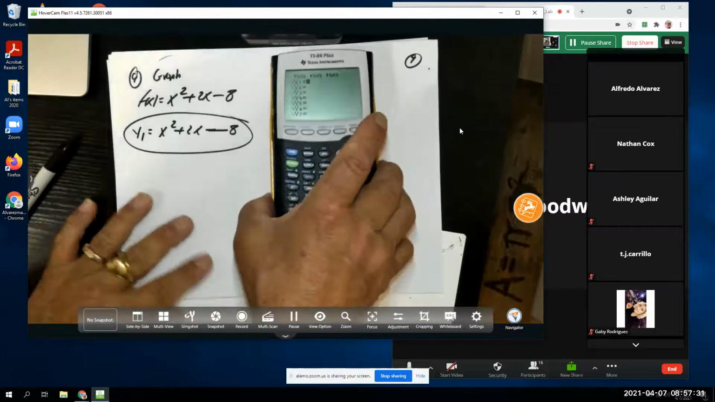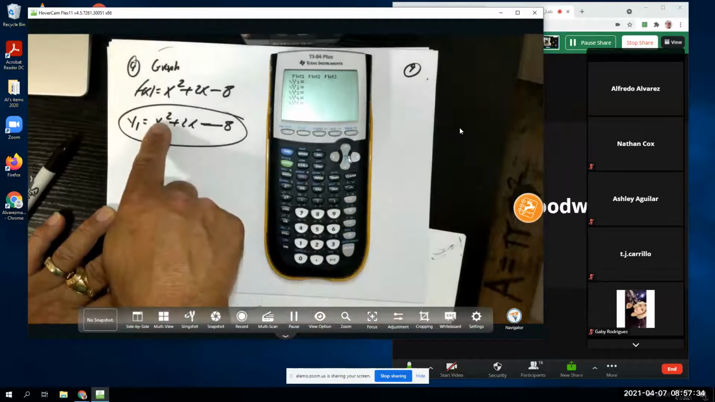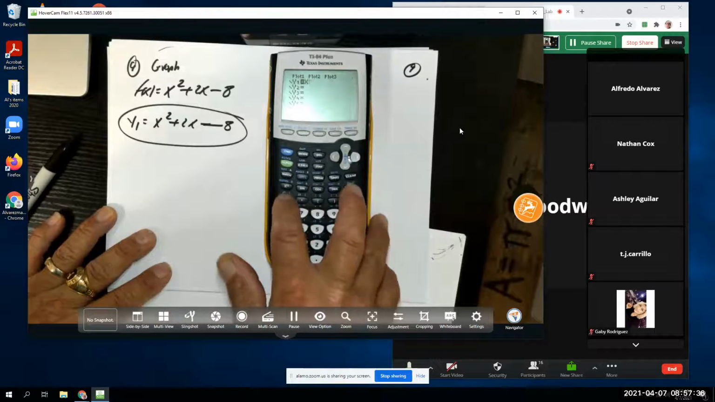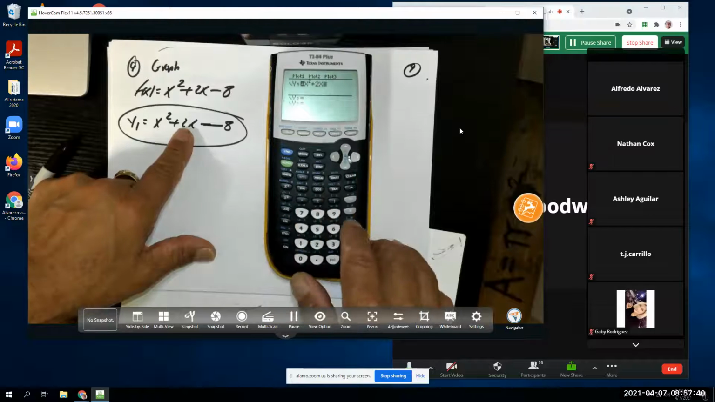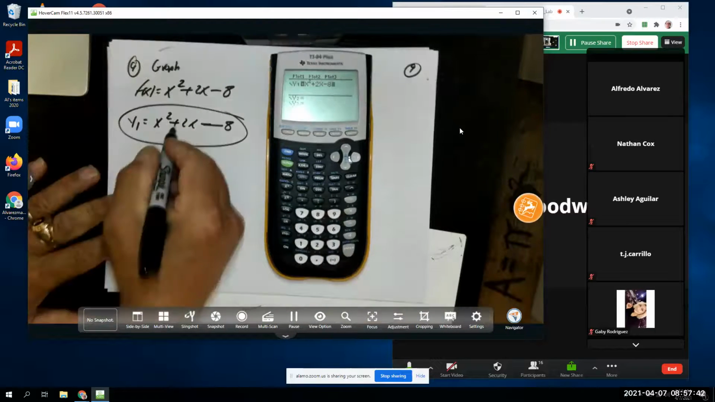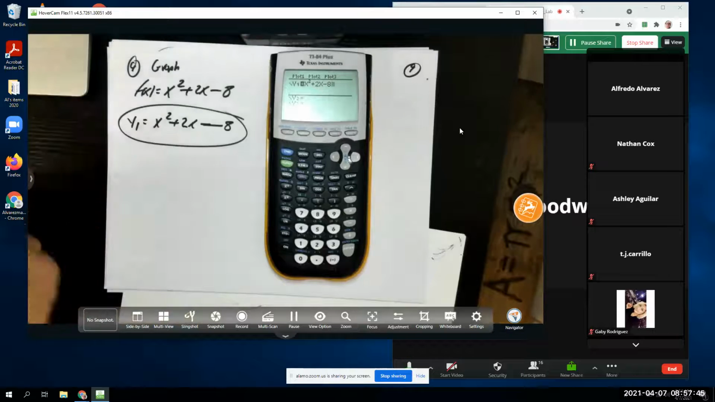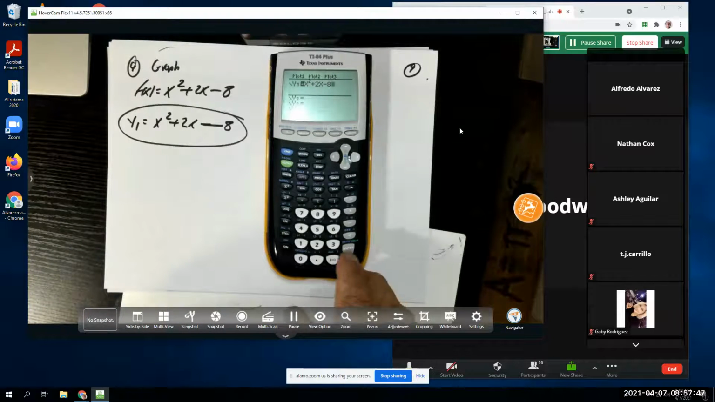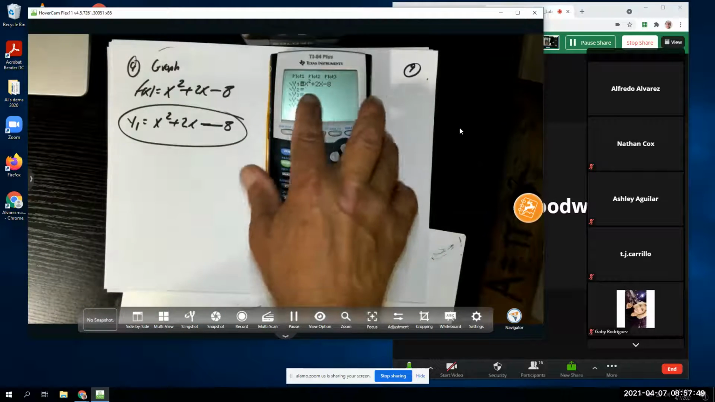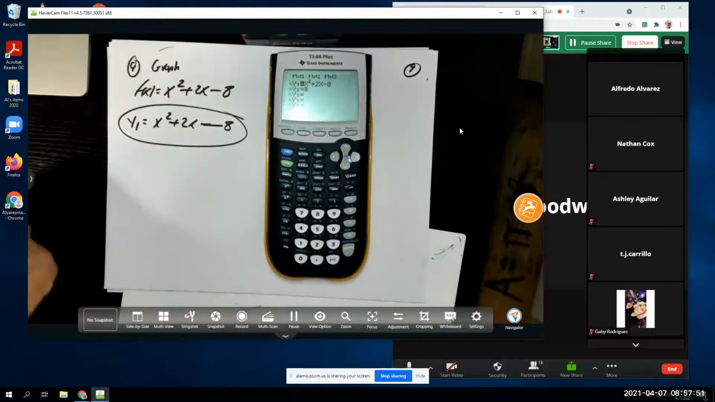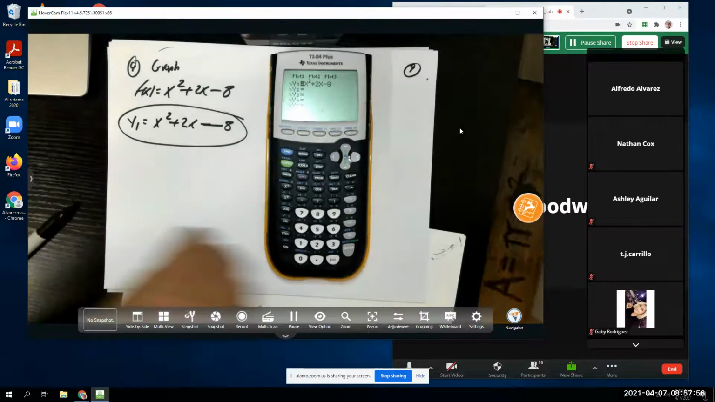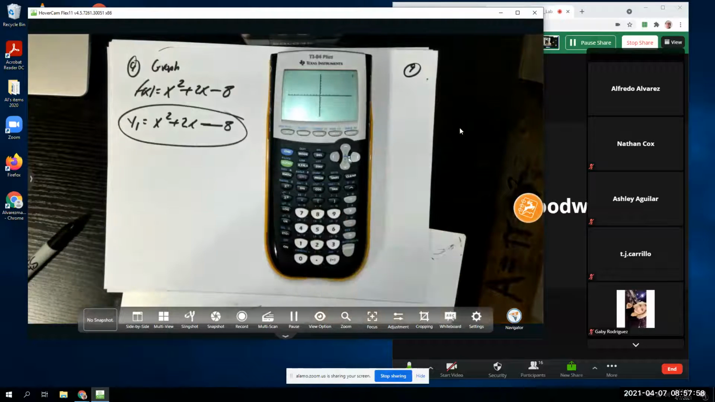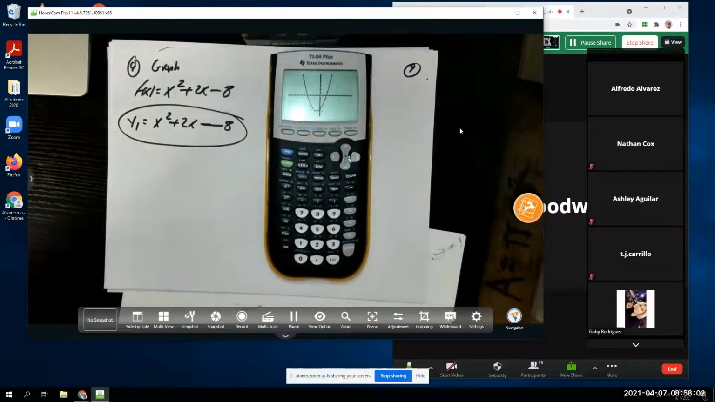Ready? So x squared plus 2x minus 8. Okay, so I got this right here. So now, enter. Once I put in x squared plus 2x minus 8, hit graph. Just hit graph. It'll work. Ready? Graph. Okay, do y'all get a picture like that? Yes or no? Yes.